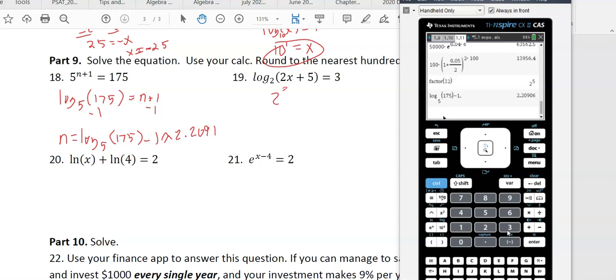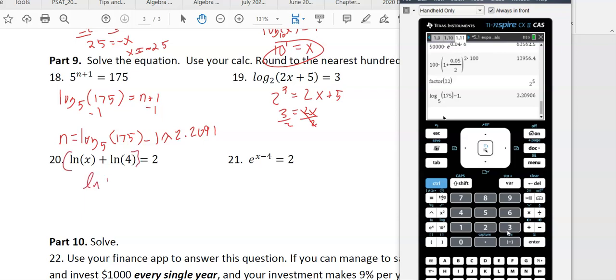This would be 2 to the third equals 2x plus 5. So 8 minus 5 is 3, so 3 equals 2x, divide by 2, divide by 2. x equals 3/2. This one, put it in the log. Well, let's do this one first. So push that together first.